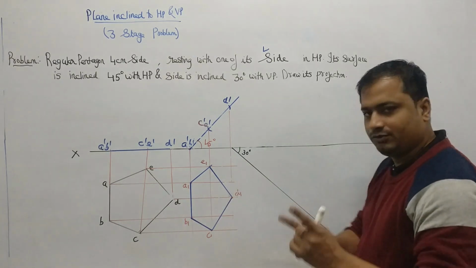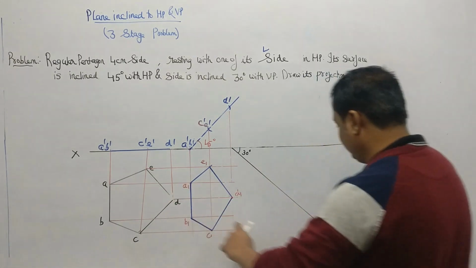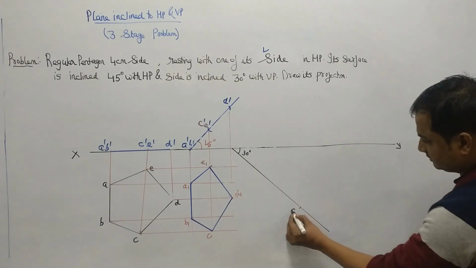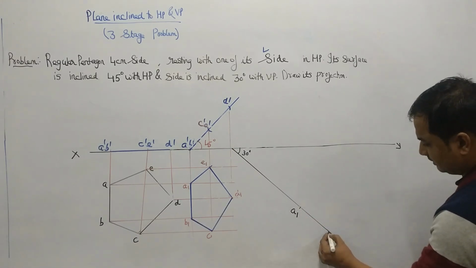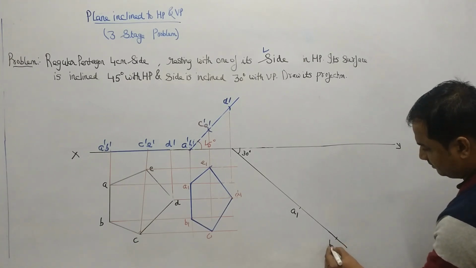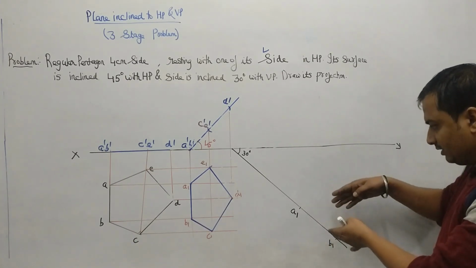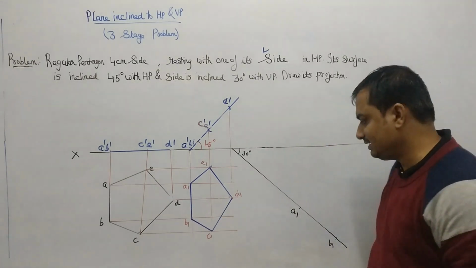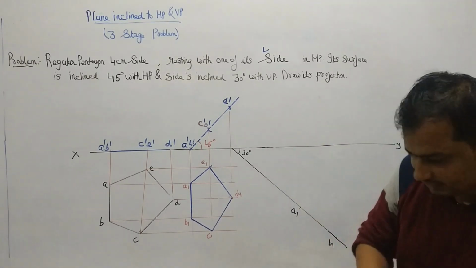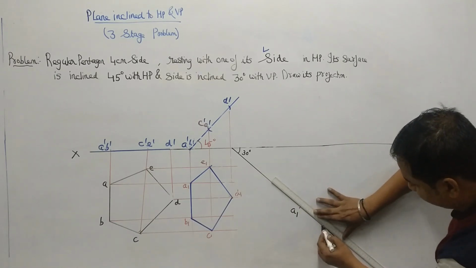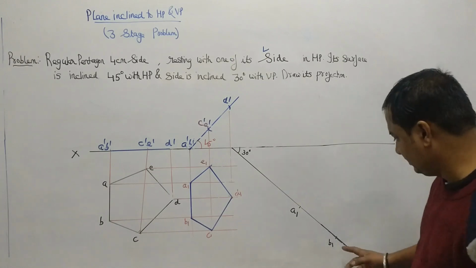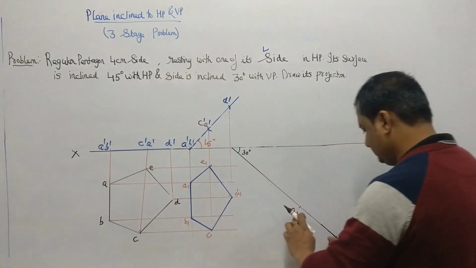So what we will be doing, take your compass, measure this A1, B1 and just cut it. Suppose this is my A1 and this is my P1. I have taken it down because I don't want my pentagon to cross the XY. That is the reason I am taking this A1, B1 at the bottom. Okay, so I have measured this A1, B1 from here and I have just cut it.